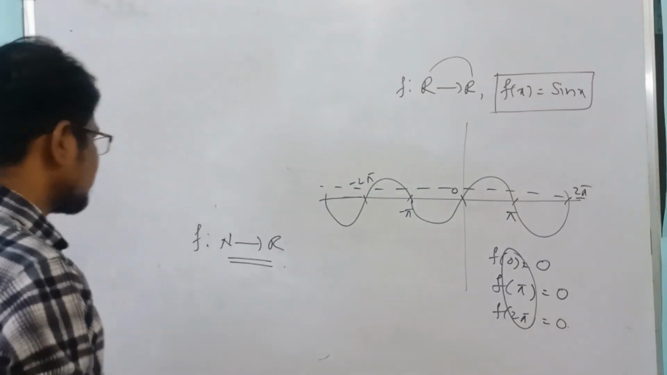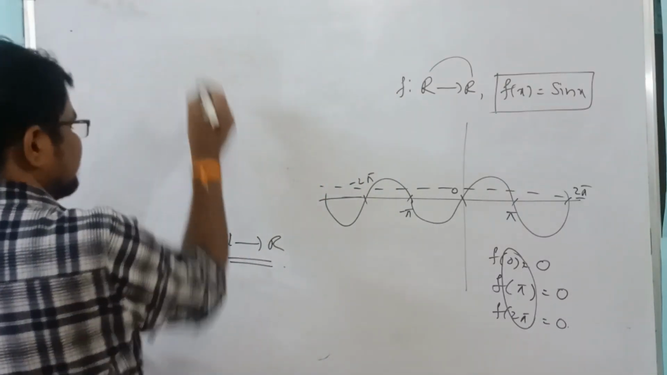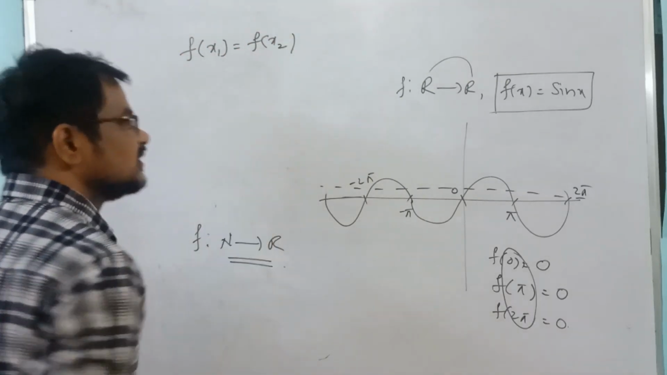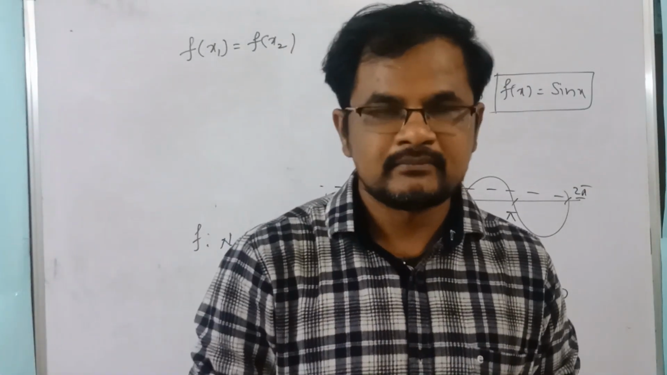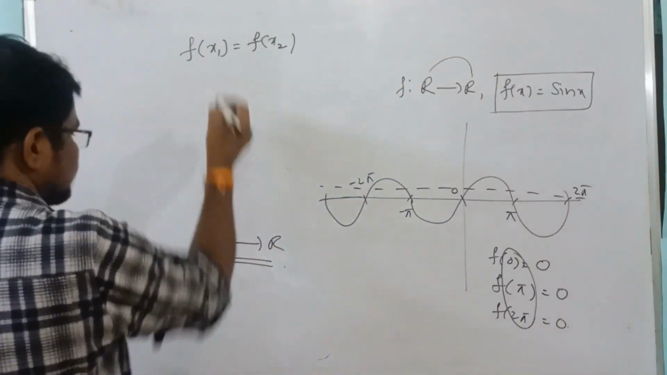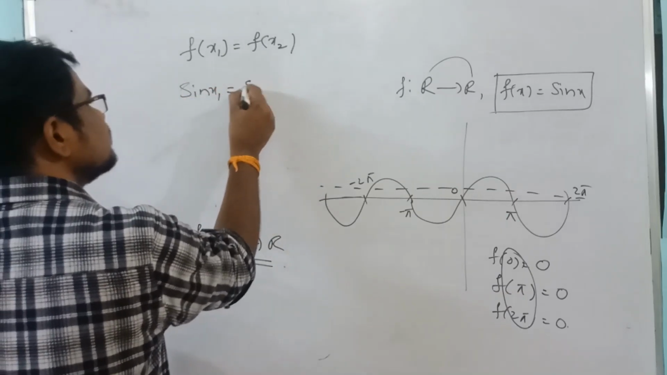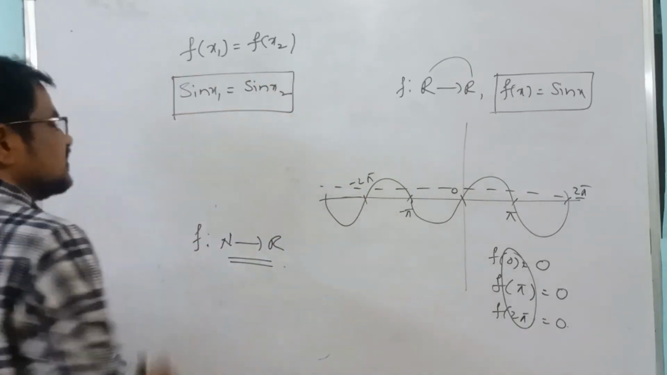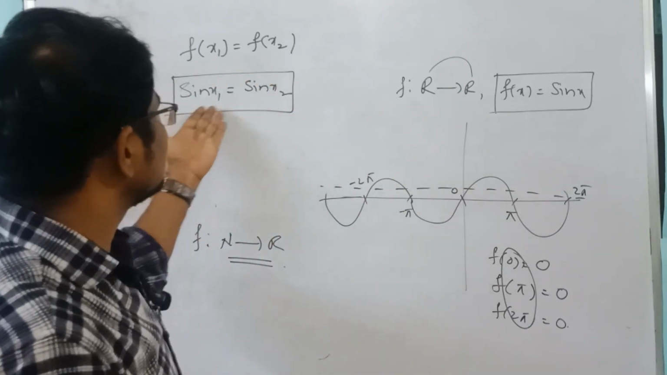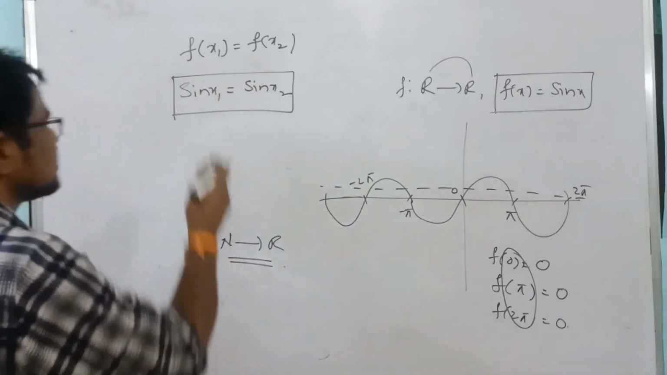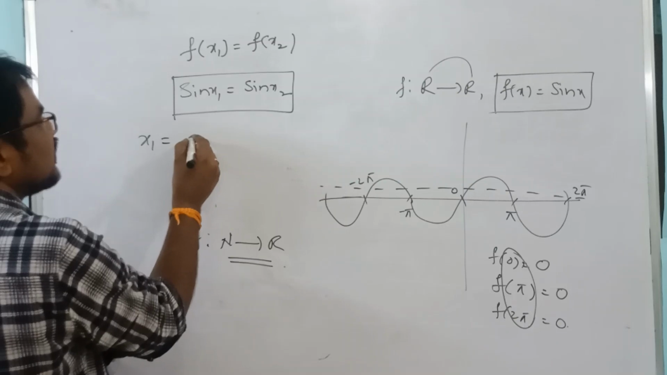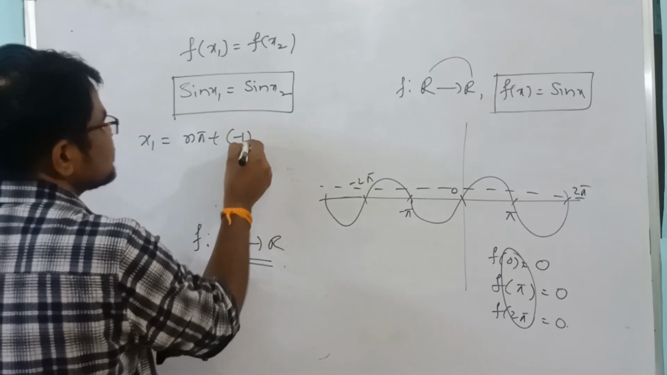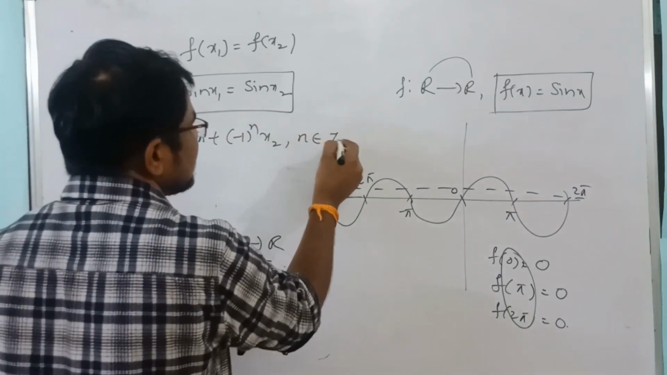Once you see here, for a many-to-one function, I will take the analytical method. If you observe, f of x1 equal to f of x2, then definitely what we have to get? x1 equal to x2 you should get. Now for the sine function, sin x1 equal to sin x2. Now by the trigonometric equation, we know the general solution of this equation is x1 equal to minus 1 whole to the power of n pi plus minus 1 whole to the power of n into alpha, where n belongs to integer.